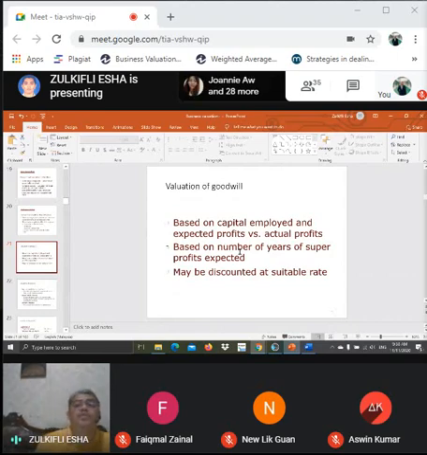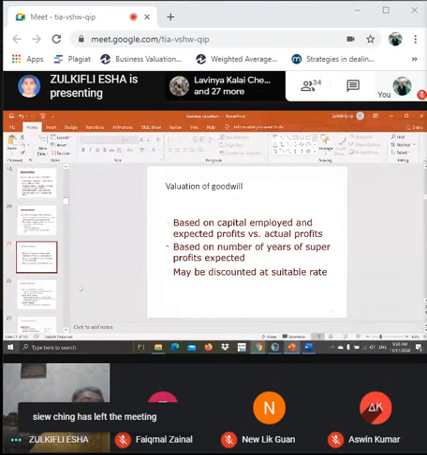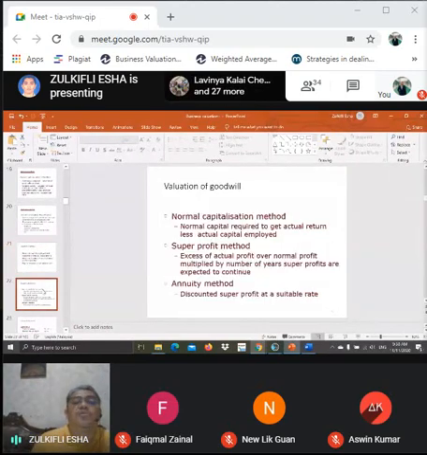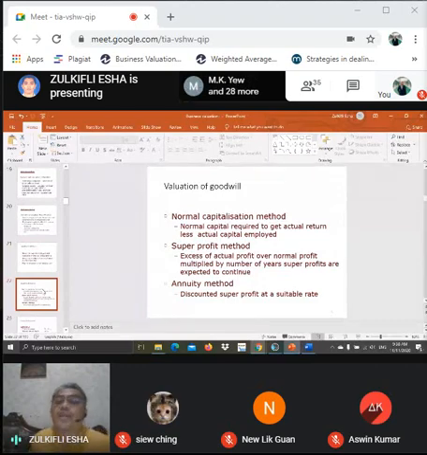So therefore, we need to know what is actually a goodwill to that company. We need to investigate lah. So again, this is all about goodwill.